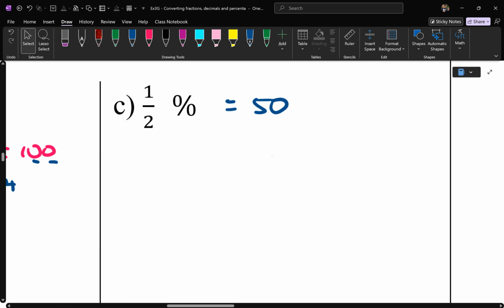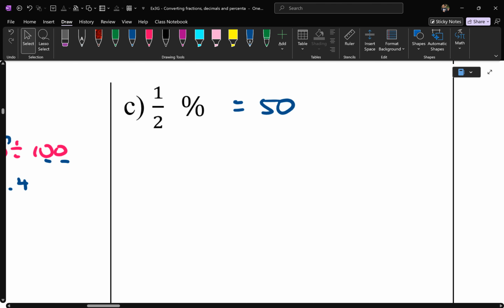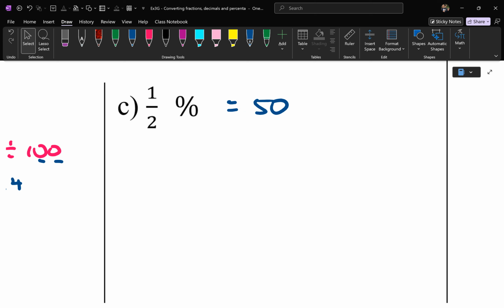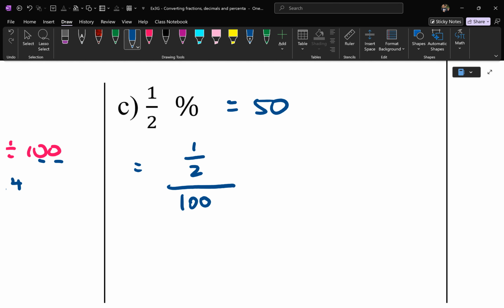Instead, I want you to actually think about what I've been teaching you. Percent means out of 100. So literally, this actually means you've got half out of 100.